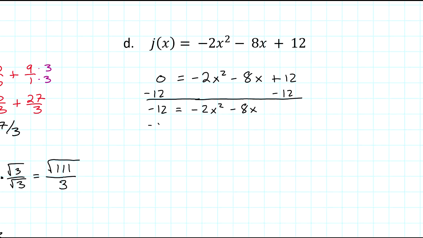We'll then factor a negative 2 off the right side, so negative 2 times parentheses x squared. That'll change the sign to a plus 4x in here. Then we can divide the negative 2 off of both sides to get 6 equals x squared plus 4x.